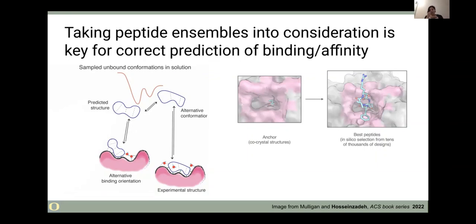So really the question that my lab is trying to address is how can we get a better understanding of the conformational ensembles in the unbound form and also in the bound form? And can we use this information to finally get to computational metrics that create binders in the exact right orientation that you see in the experiment?